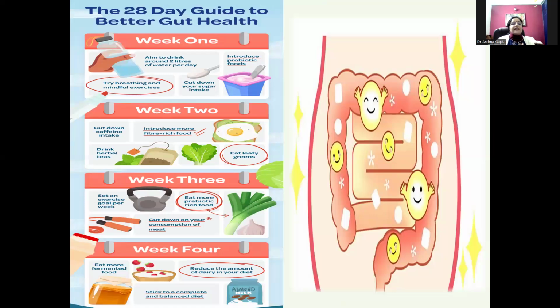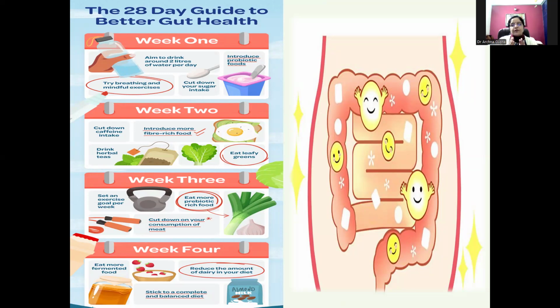What can we do? पहले हफ्ते में हम क्या करेंगे? हम सबसे पहले तो 2 लीटर तक पानी पिएंगे, है ना? उसके बाद हम ब्रीदिंग एंड माइंडफुल एक्सरसाइज करना शुरू करें। हम एक एक हफ्ते के टारगेट्स लेके चलें। शुगर लेवल को हम कट डाउन कर लें। प्रोबायोटिक फूड को हम लेना शुरू कर दें। पहले हफ्ते में हमने ये 2-3 चीजें की। फिर दूसरे हफ्ते में हमने क्या किया?